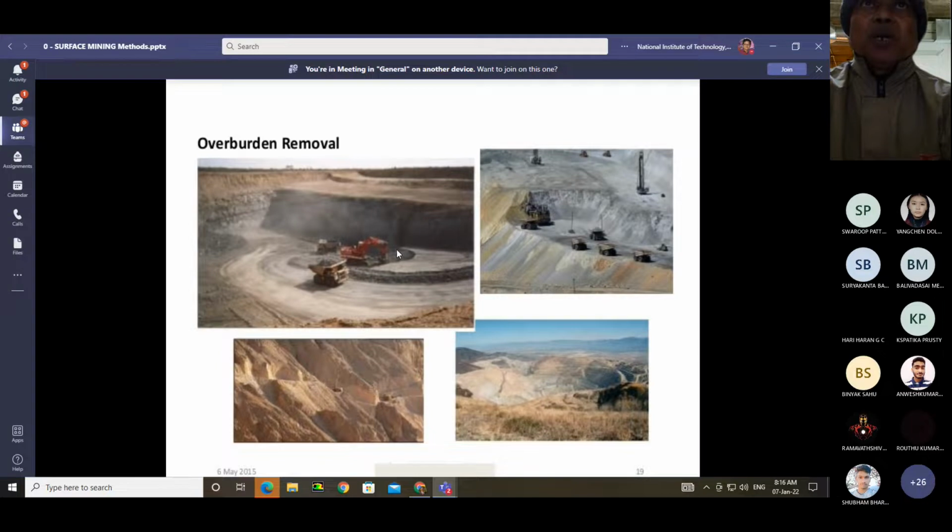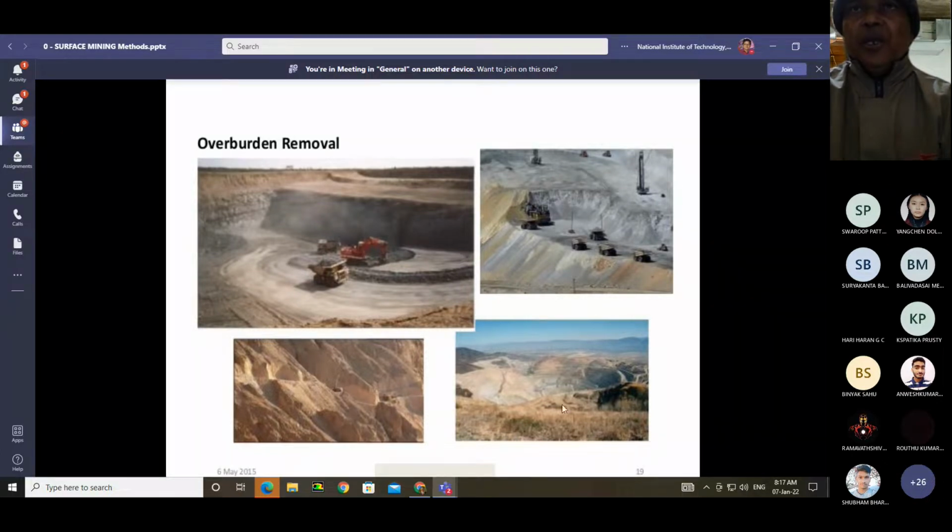Okay, this is one layout of an open pit mine, and these are the operations carried out to remove the overburden. This is the overburden material you have to remove to get the minerals. So this is the shovel, this is the dumper operated in the mines to remove the overburden. Here also, these are the drill machines, these are the dumpers, and the shovel is loading the dumpers, and these are the drill machines.